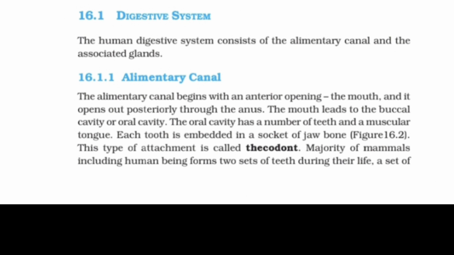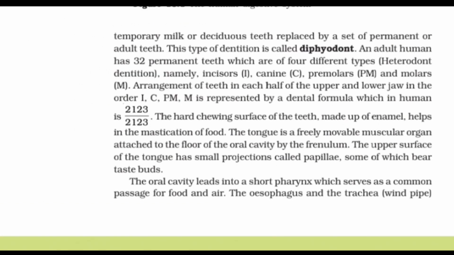Now, the alimentary canal. The alimentary canal begins with an anterior opening, the mouth, and it opens out posteriorly through the anus. The mouth leads to the buccal cavity or oral cavity. The oral cavity has a number of teeth and a muscular tongue. Each tooth is embedded in a socket of jawbone. This type of attachment is called thecodont. The majority of mammals, including human beings, form two sets of teeth during their life. A set of temporary milk or deciduous teeth is replaced by a set of permanent or adult teeth. This type of dentition is called diaphyodont.